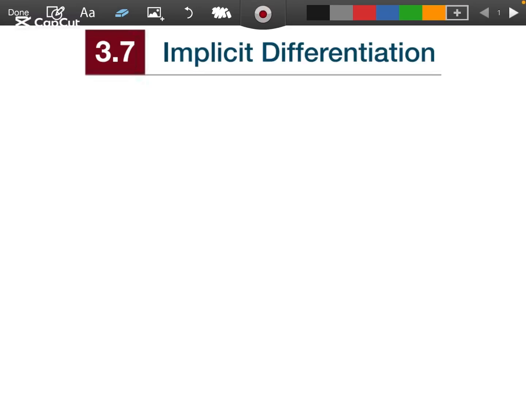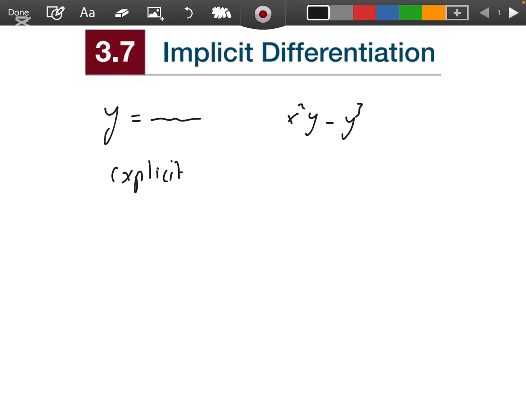At the beginning, let's see the difference between implicit and explicit relations. If the equation is given such as y equal something, meaning the y is isolated, this is an explicit relation. Sometimes it's not easy to isolate y. For example, x squared y minus y^3 plus 7 equal x. In this case, this relation is implicit.